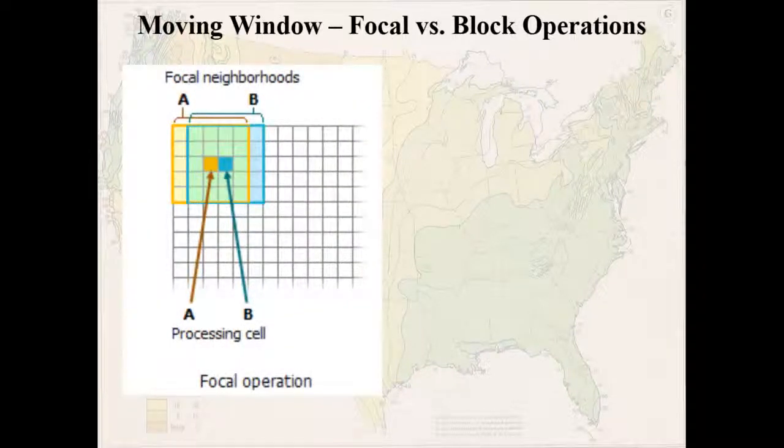There are 2 types of neighborhood operations. There are focal operations and block operations. A focal operation moves 1 cell at a time, and you can see that there's overlap between the neighborhoods of adjacent cells. So here's our first neighborhood, here's its focal cell. You move 1 cell over, and the first neighborhood is sharing common area with the second neighborhood. So that's a focal operation.